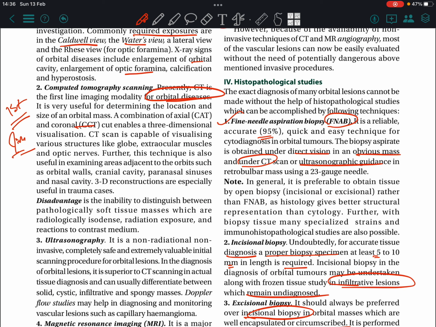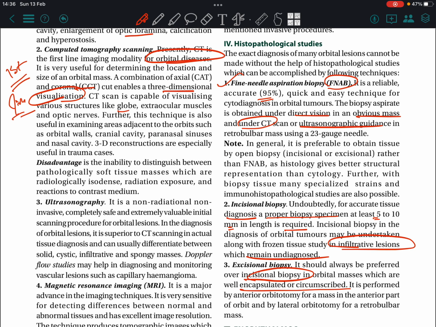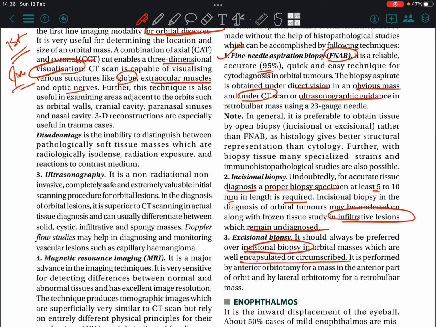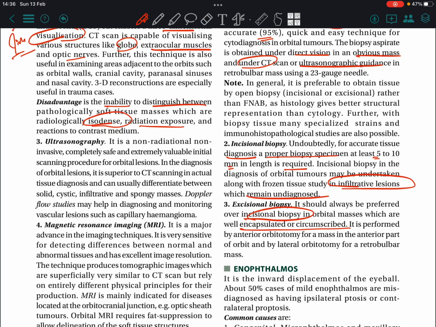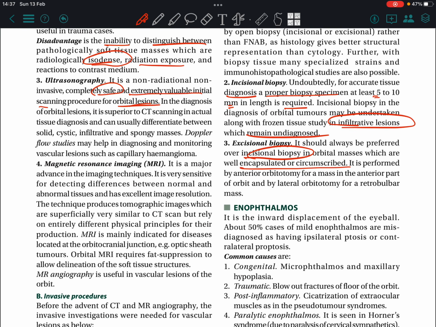A combination of axial CT and coronal CT could enable three-dimensional visualization. CT is capable of visualizing structures like the globe, extraocular muscles, optic nerves, etc. Disadvantages are the inability to distinguish between pathological soft tissue and muscle which are radiologically isodense, radiation exposure, and reaction to contrast medium. Then ultrasonography, US: it is a non-radiating, non-invasive, completely safe, extremely valuable initial scanning procedure for orbital lesions.